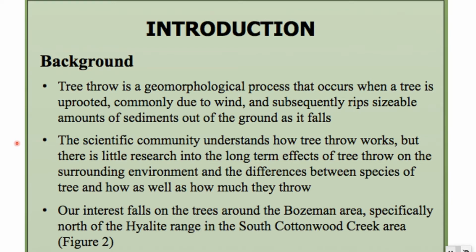Introduction. Tree throw is a geomorphological process that occurs when a tree is uprooted, usually by the wind, and then rips sizable amounts of sediment out of the ground when it falls. So as its roots come out of the ground, the tree doesn't snap, but its entire root base comes out too, and rips a bunch of sediment out of the ground and throws it downhill or downslope.